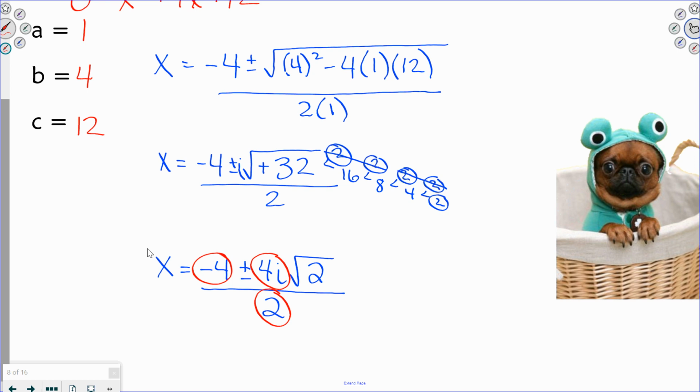Because am I ever allowed to divide in the radical? No, do not ever. Somebody in here is going to divide into that radical and you're going to make me mad. Do not divide into that radical. But I can divide all of my numbers by 2. So x equals negative 2 plus or minus 2i radical 2 all over 1, which I don't really have to write.